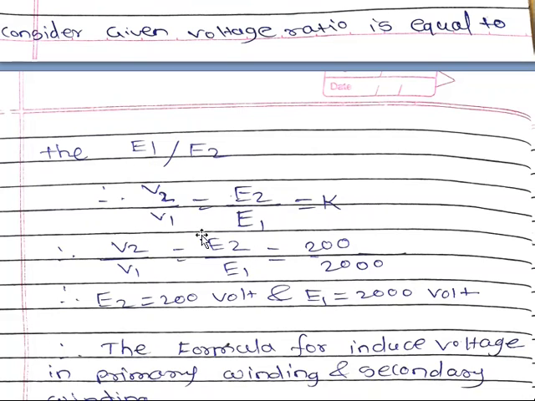Therefore now the value of E2 by E1 is equal to 200 divided by 2000. 200 is the secondary voltage and 2000 is the primary voltage. Therefore E2 is equal to 200 volt and E1 is equal to 2000 volt. It is the primary mutual induced EMF and it is the secondary mutual induced EMF.